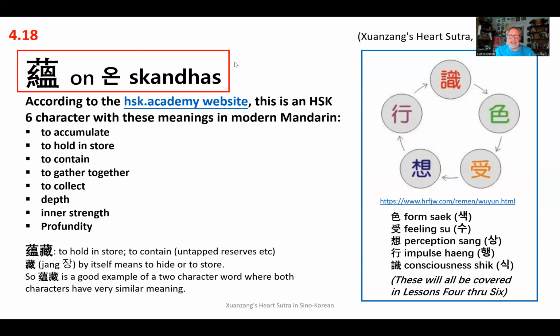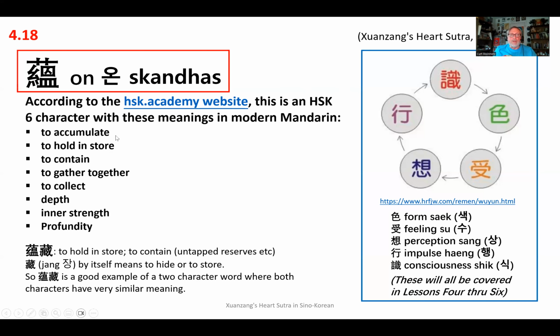skandha actually is a word that is pronounced on in Sino-Korean. This character does show up in modern spoken vernacular Mandarin Chinese. It isn't covered until the HSK 6 level, which is very advanced for a non-native speaker, but it's still something that you would learn in high school if you are a native Mandarin speaker going to school. It's not the most common or basic of characters, but it's used. It is something that a native speaker of Chinese will know if they have a high school level education. And it means to accumulate, to hold and store, to contain, to gather together, to collect depth, inner strength, profundity. So it has a lot of meanings, even in just modern everyday Mandarin Chinese.